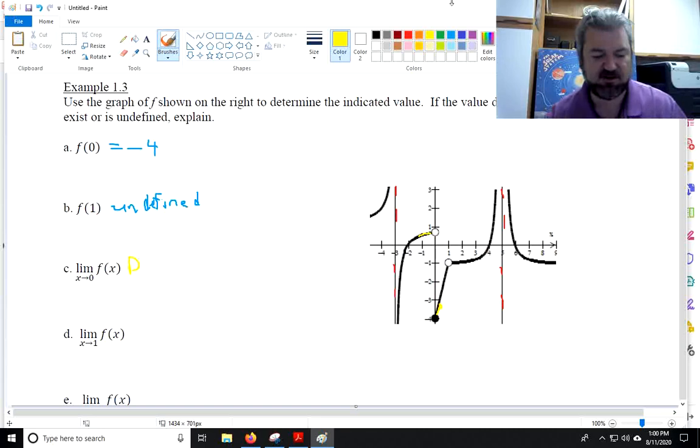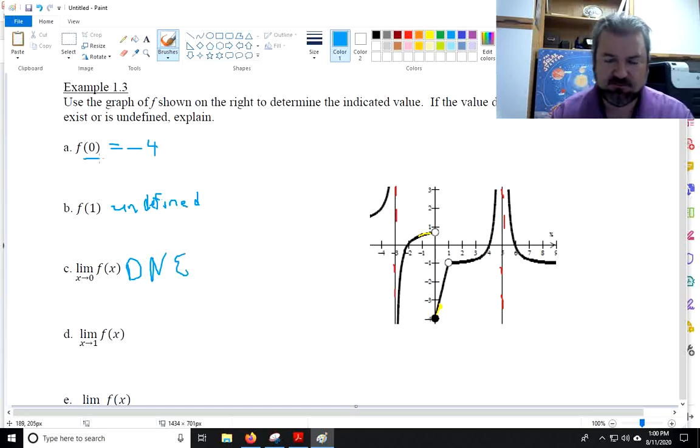So I think that's kind of interesting that we had a function value at 0. The function was defined at 0, but the limit was not. And that's totally acceptable. That can happen.